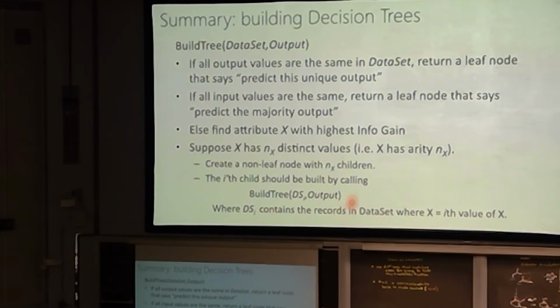And so that's basically the whole thing, right? It's just deciding when to stop. When you stop, you create a leaf node, and then depending on which case you're in, you either predict the unique class that's there or the overall more prevalent one. Okay.